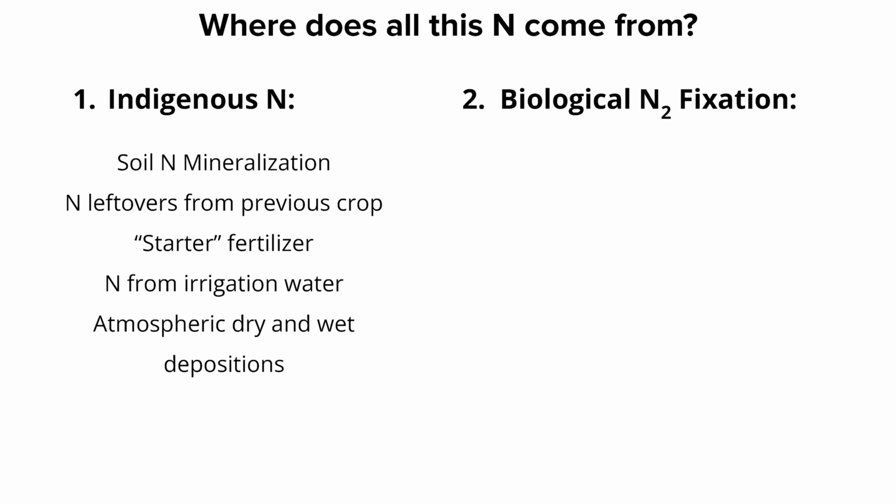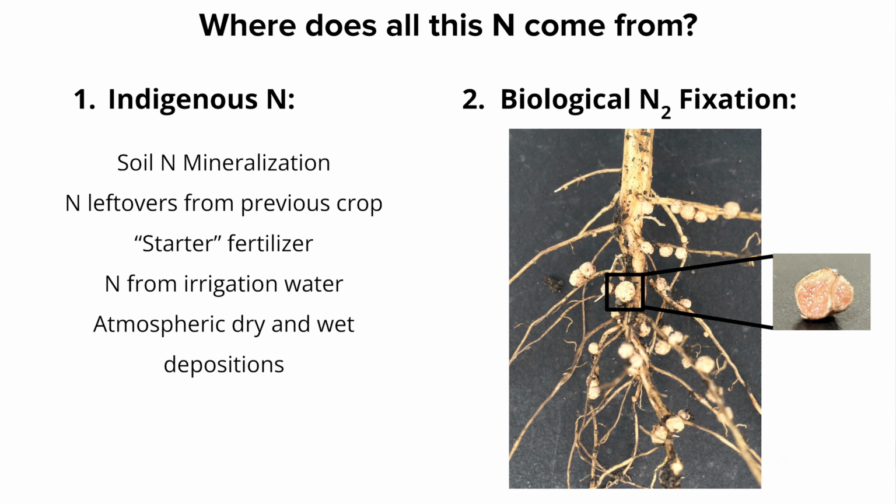Then on the other side, we have the nitrogen fixation, which is a symbiotic association between a bacteria and the soybean that forms those nodules that fix nitrogen from the air. And actually 40 to 70% of the total nitrogen in the soybean is being fixed by the biological nitrogen fixation.